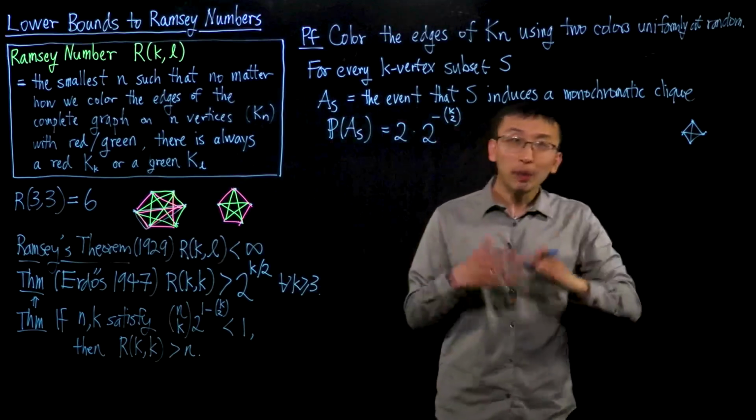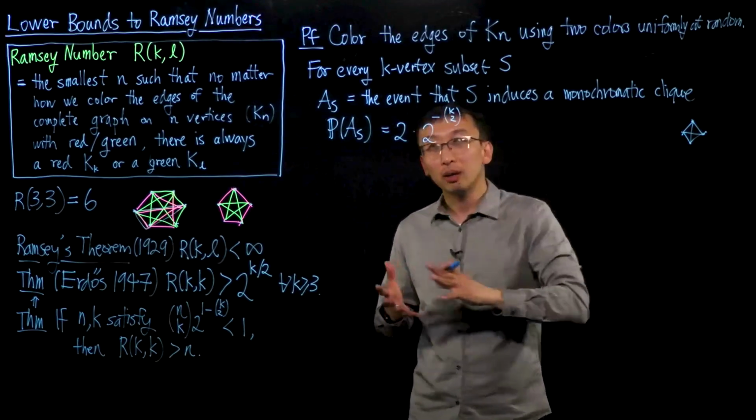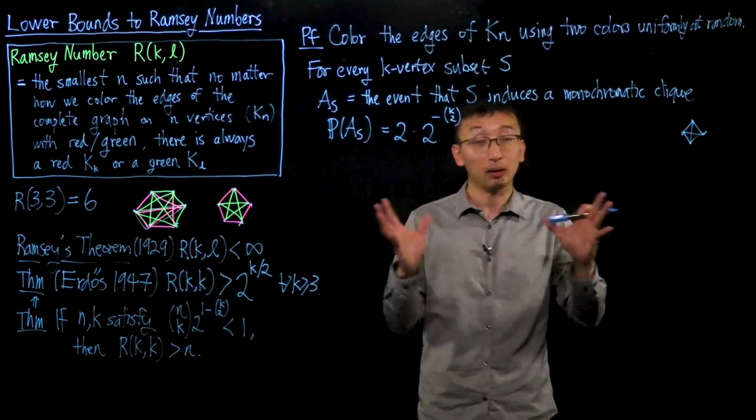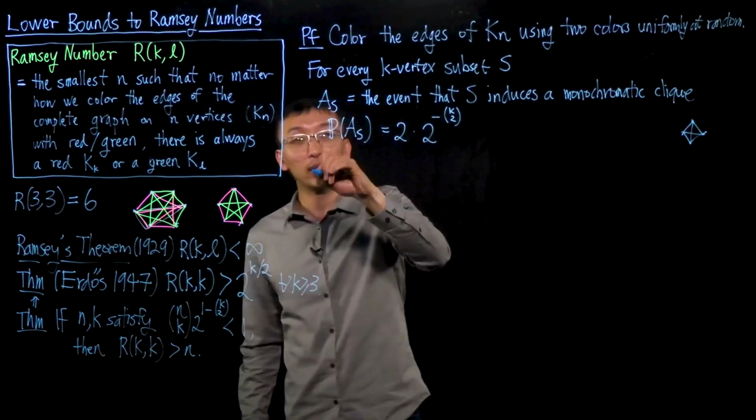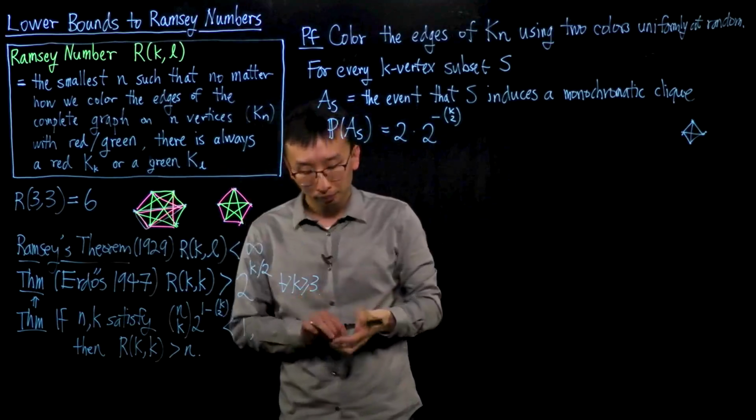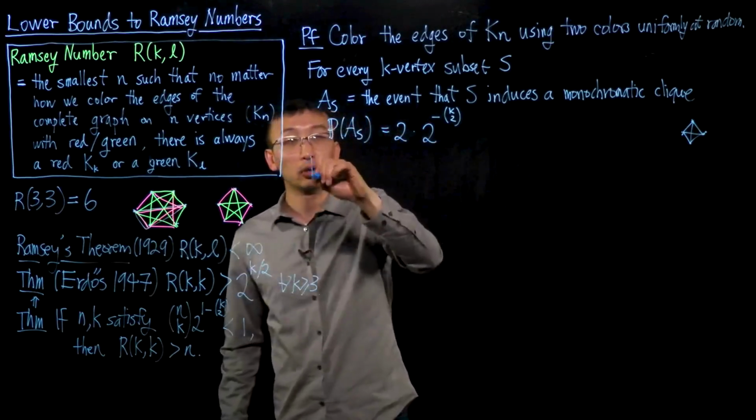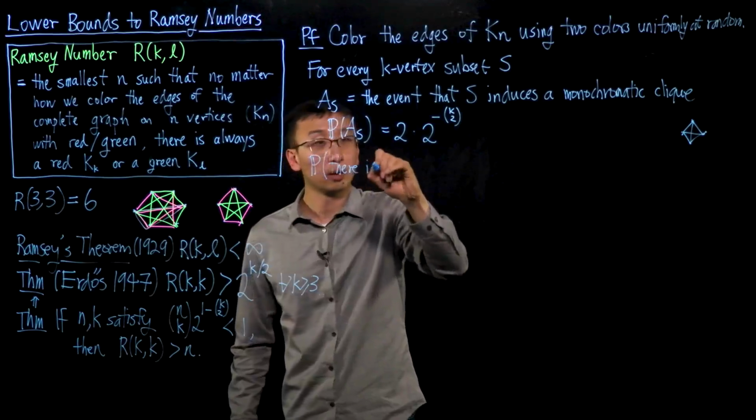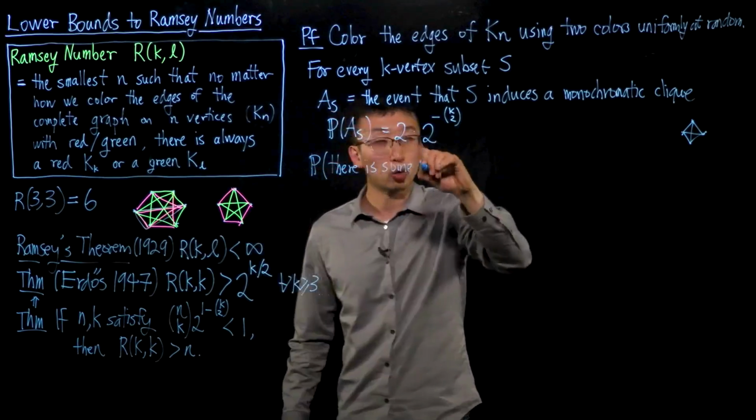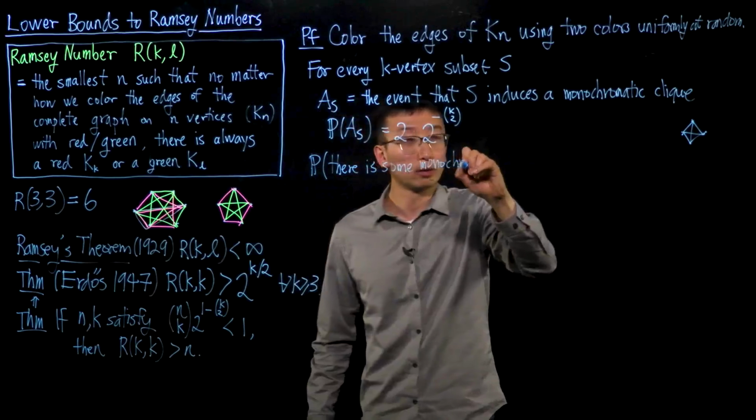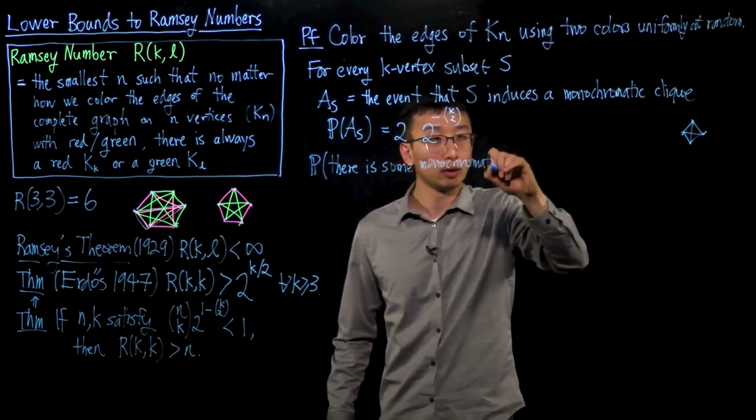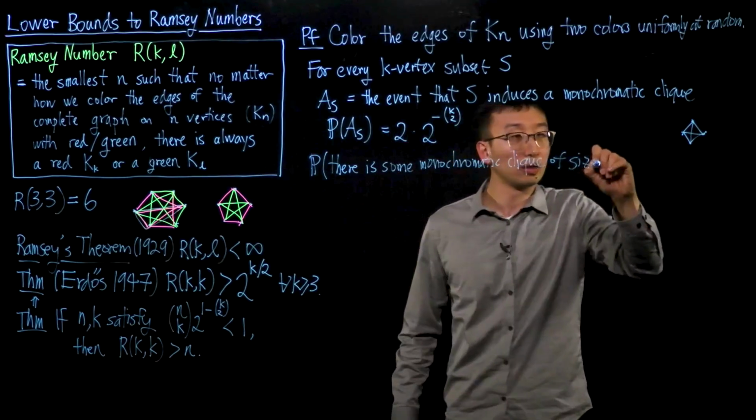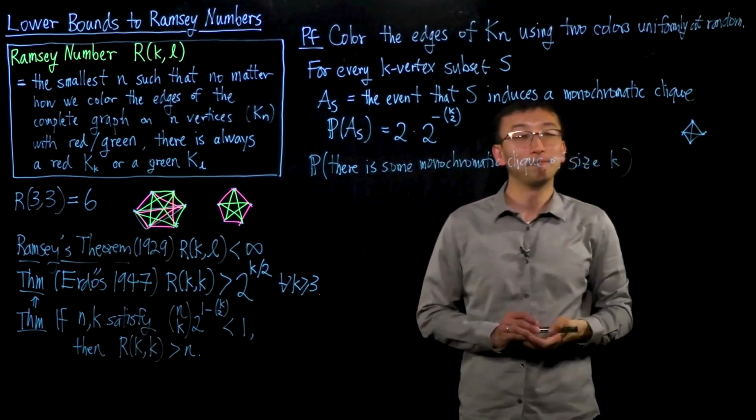Well, what about the probability that there is some clique of size k in the graph that's monochromatic? Well, that's really the quantity that we care about. So let's consider the probability that there is some monochromatic clique of size k in this graph.